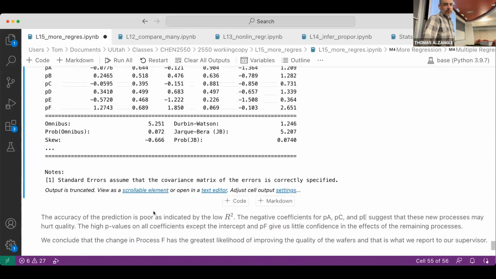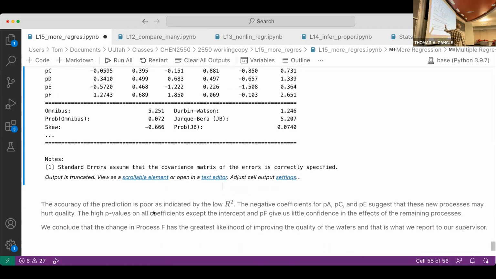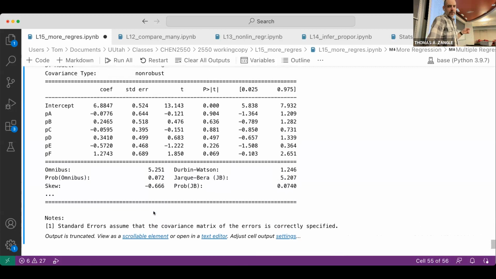And so, if you were the engineer looking at this data and trying to make something of it, at least as a first pass, from this, you might conclude that process F has the greatest likelihood of improving the quality of the wafers. And this might be the thing that merits the most investigation for ongoing work, okay? For example, we can still see that our confidence interval on that process F coefficient includes 0. And so we really don't have very high confidence that this variable does have an impact, but it'd be the next thing that we'd probably look at if given this data.